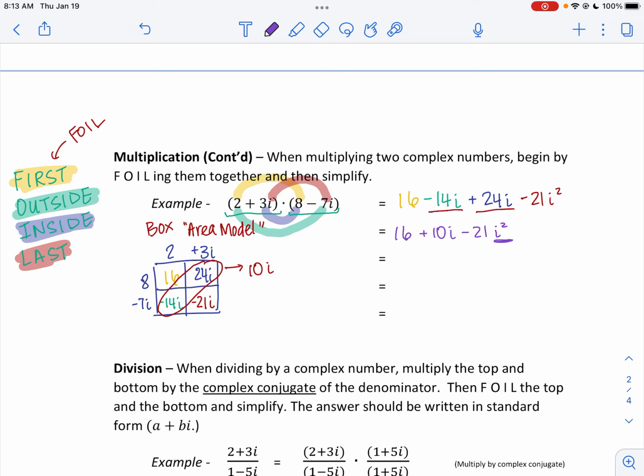Another thing we can simplify is this i squared. i squared equals negative 1. So 16 plus 10i minus 21 times negative 1. When we simplify these two, it becomes positive 21. So it's 16 plus 10i plus 21. Now we have 16 and 21 that we can combine like terms for, which gets me 37 plus 10i. And there you go. That's how we multiply binomial complex numbers together.